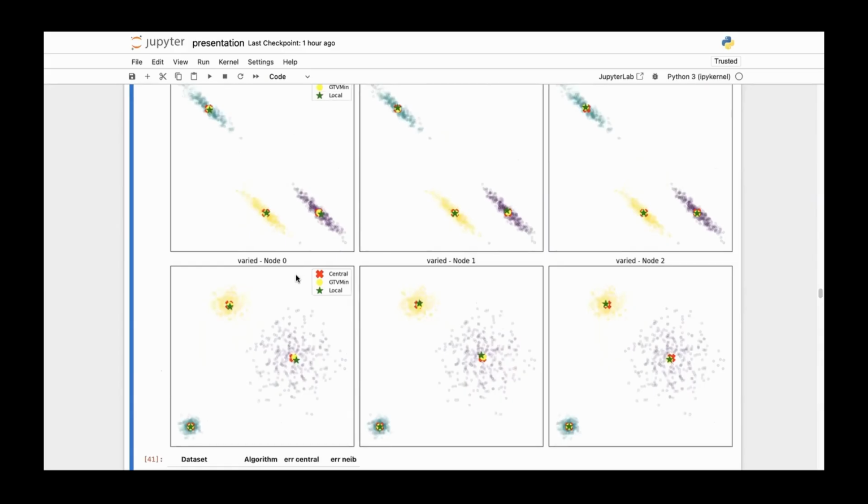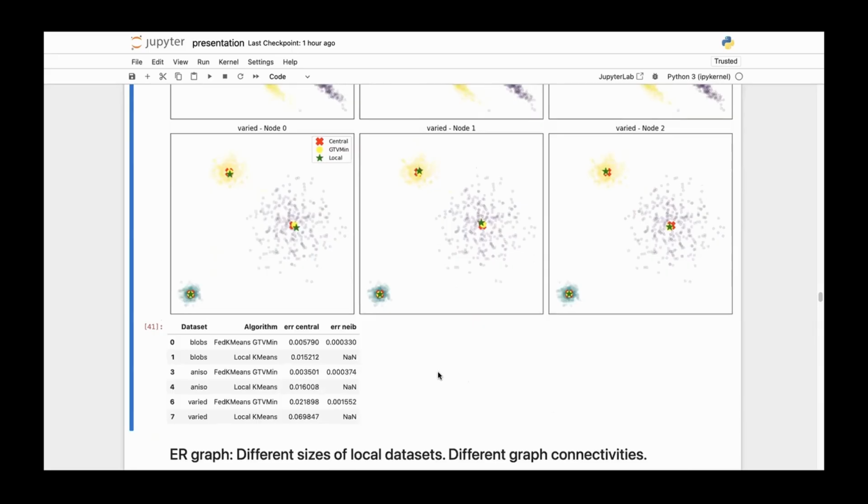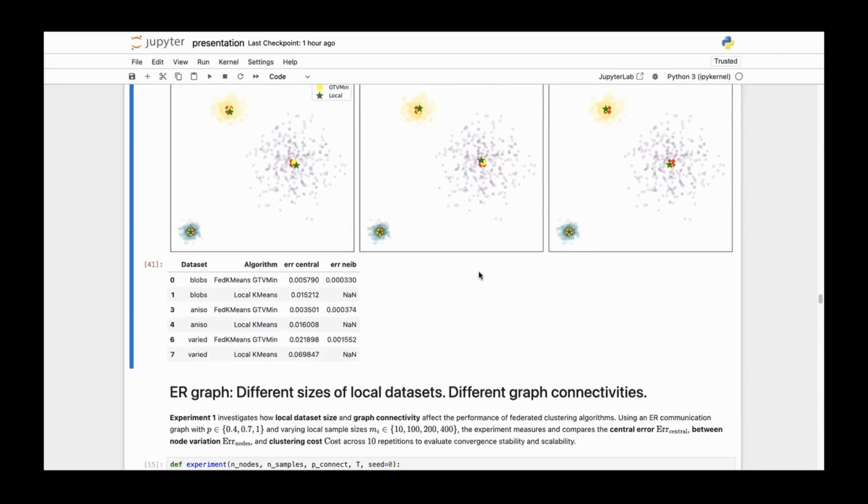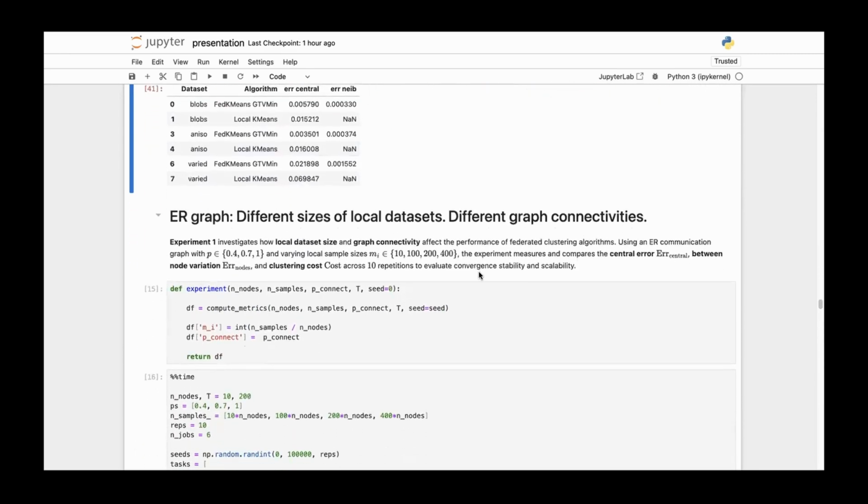And let's check the last dataset, varied. We can already see that on node 0, on this purple cluster, our method, yellow dot, is closer to the red cross than green. And same here. Let's check the table on varied dataset. Our algorithm has a smaller central error than local k-means. Okay, so this is the results from this simple experiment.